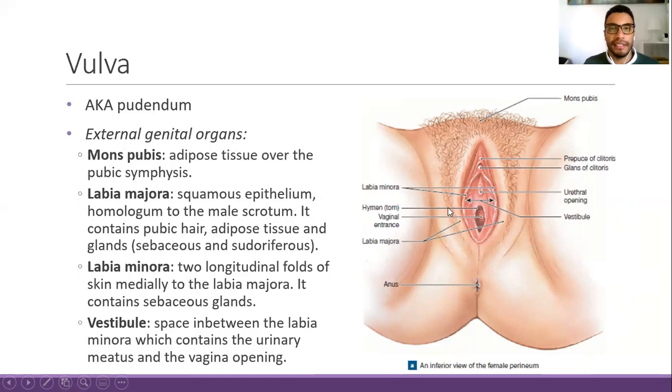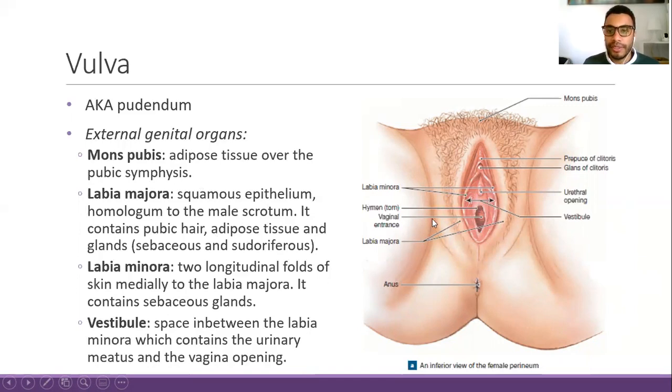Secreting sweat here. And the labia minora is like two internal folds of skin that you see here, okay, medially to the labia majora. It contains sebaceous glands, basically.